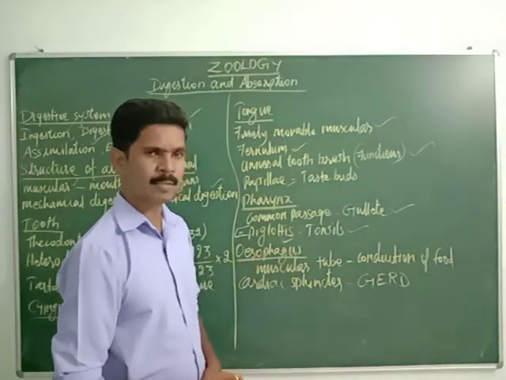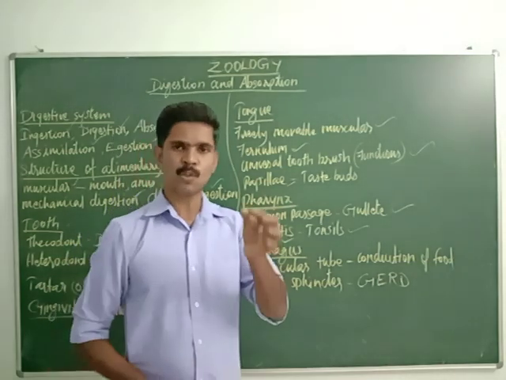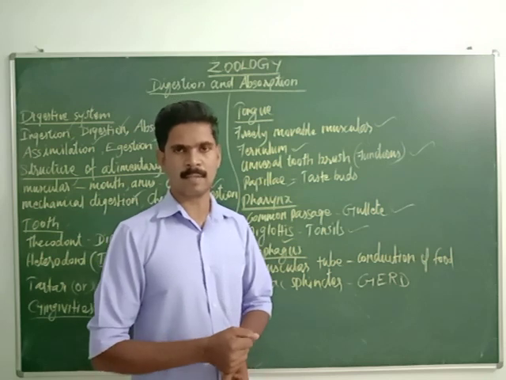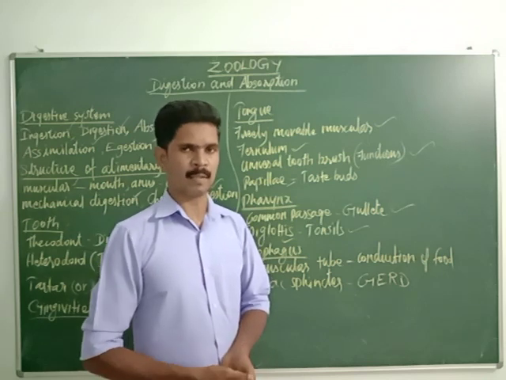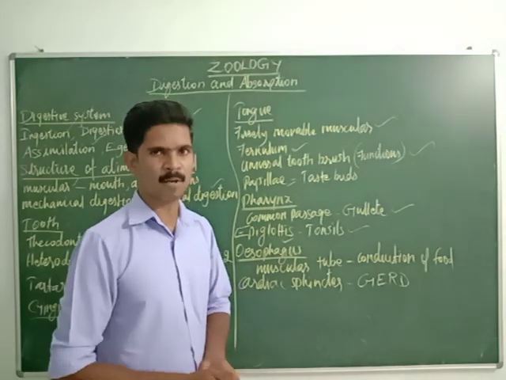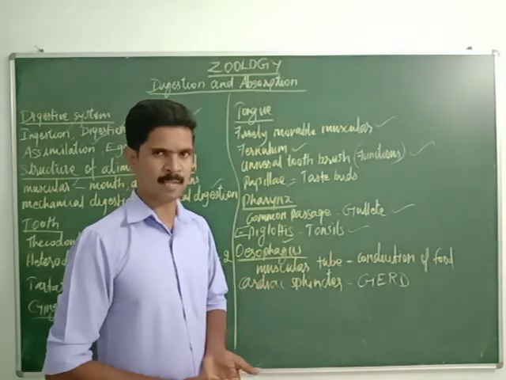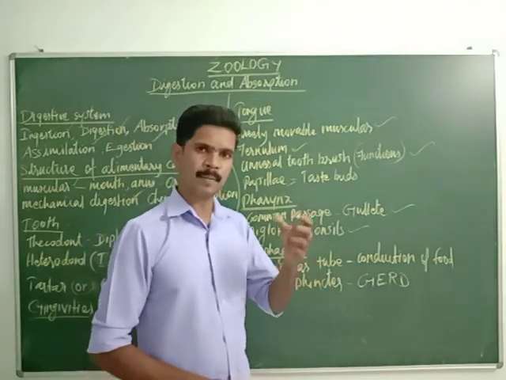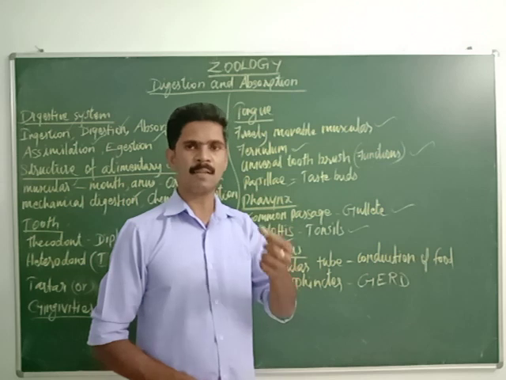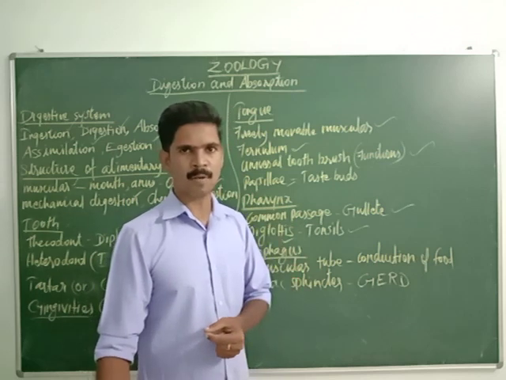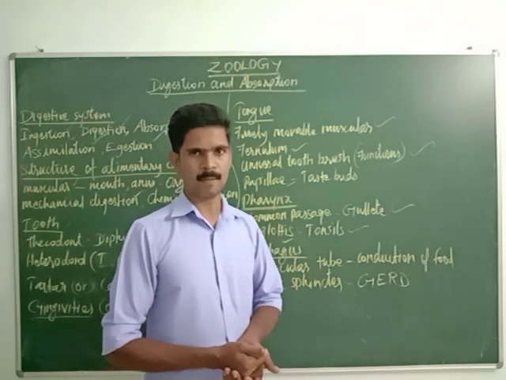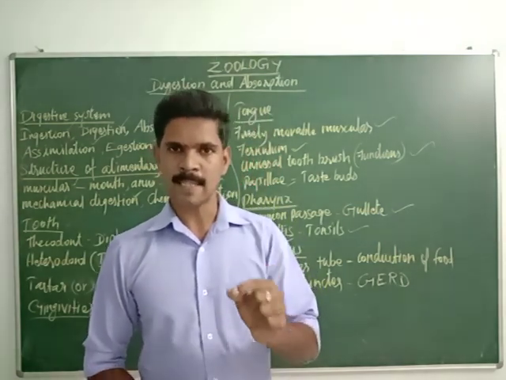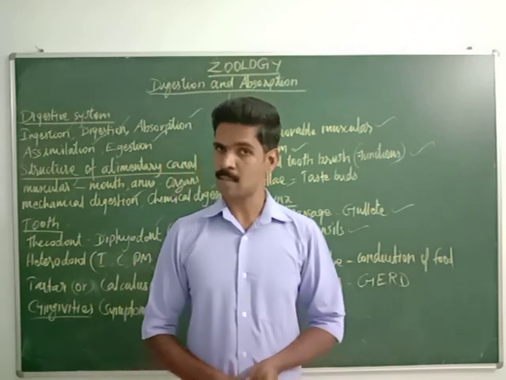The esophagus is a long tube-like structure connecting with the next organ, the stomach. Actually, the stomach is a J-shaped organ. In the next class we will study about the stomach. So here, the esophagus is a muscular tube-like organ, and it conducts the food materials to the J-shaped stomach. Hope you understood this first point.